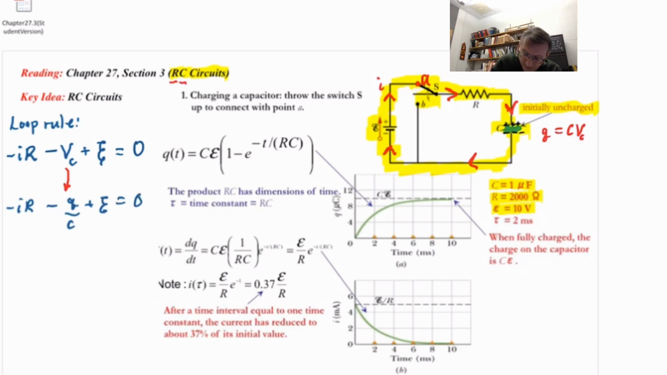And then I'm going to use another bit of physics from chapter 26. That current at any point in a circuit, by definition, is the rate at which charge is transported at a point, dQ/dt. And I'm going to replace that I with dQ/dt in the first term. So that term becomes negative R times dQ/dt minus Q over C plus curly E must equal 0.